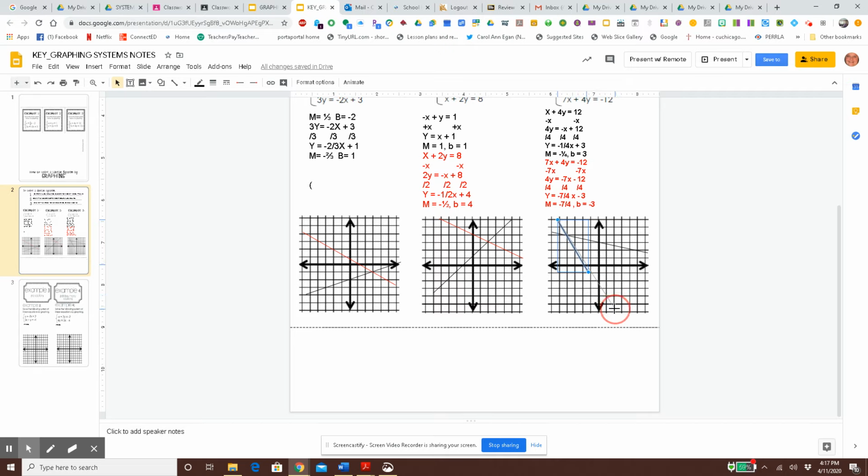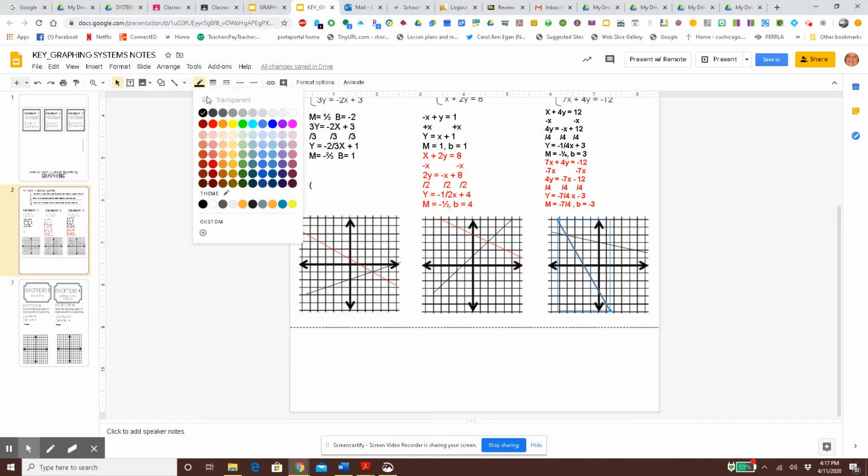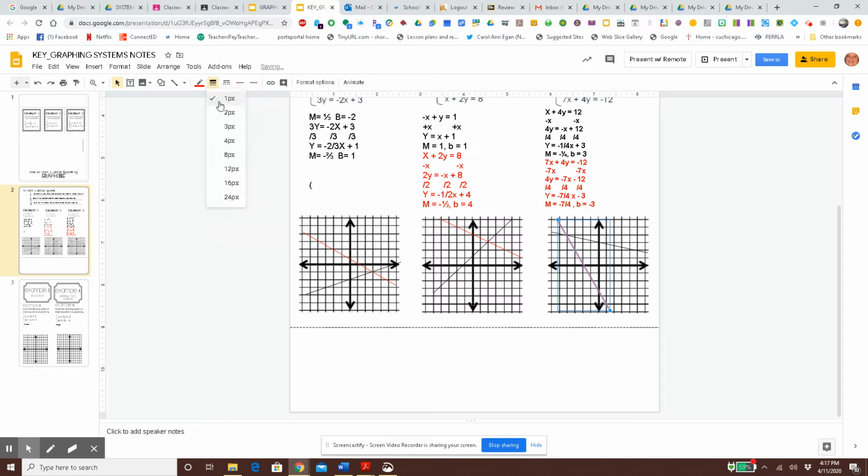Just extending that line so it covers the whole graph. Okay, and we're going to give it a color of red. If I want to make the line thicker, I can make it thicker, I can make all of them thicker, so maybe it makes it a little bit easier to see.